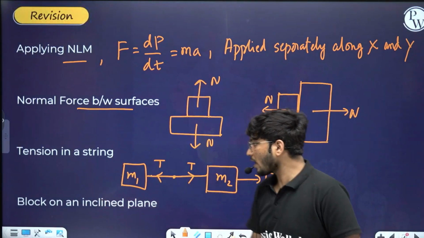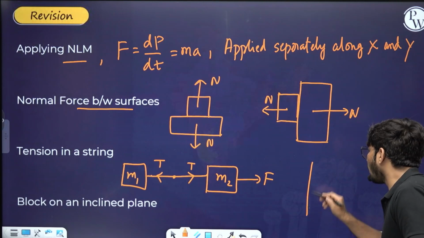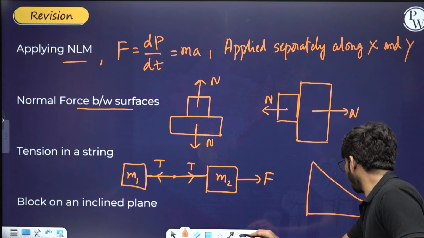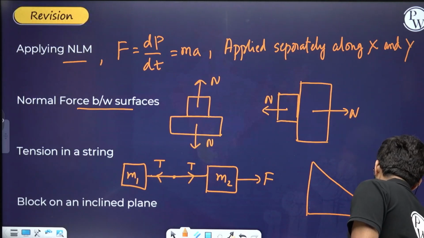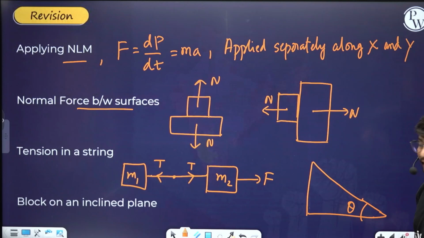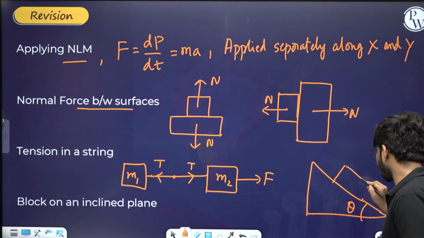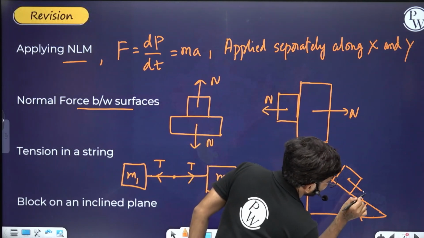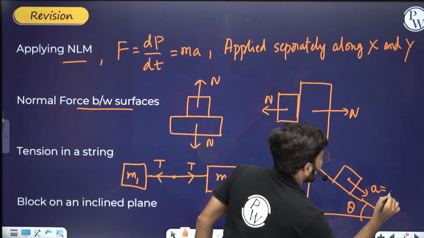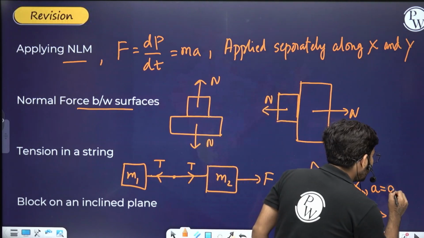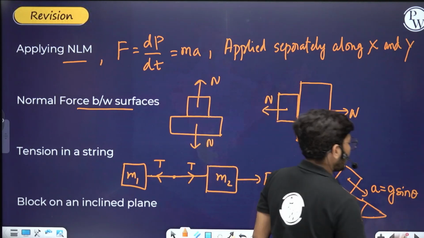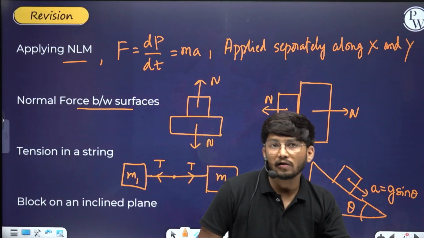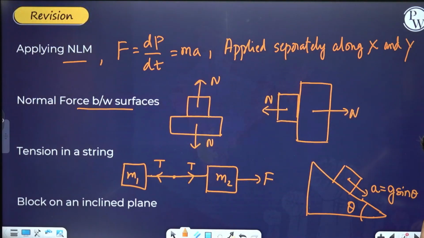Similarly, we also saw a block on an inclined plane. When we placed a block on an inclined plane, that inclined plane is at an angle theta. In this condition, when a block is placed on it, this block will slide on the surface of the wedge with an acceleration. This acceleration is what we said is g sin theta. We said that this acceleration is g sin theta along the wedge, correct? So these things are clear.